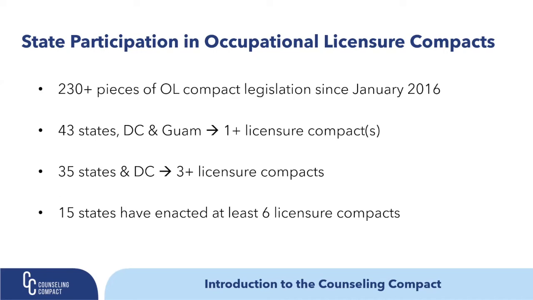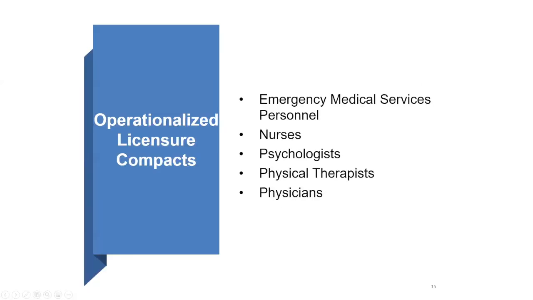Okay. All right, so compacts take a pretty long time to get started. As Lynn mentioned, CSG has been working with ACA for, I believe, 3.5 years, she said, and so compacts do take a pretty long time from the drafting phase to the phase where they're granting compact privileges. So I'm going to go ahead and introduce you to all the different occupational licensure compacts that are currently in existence, starting with those that have been operationalized, which means that they are already granting compact licenses or privileges. So in this category, we have a compact for EMS personnel, nurses, psychologists, physical therapists, and physicians.